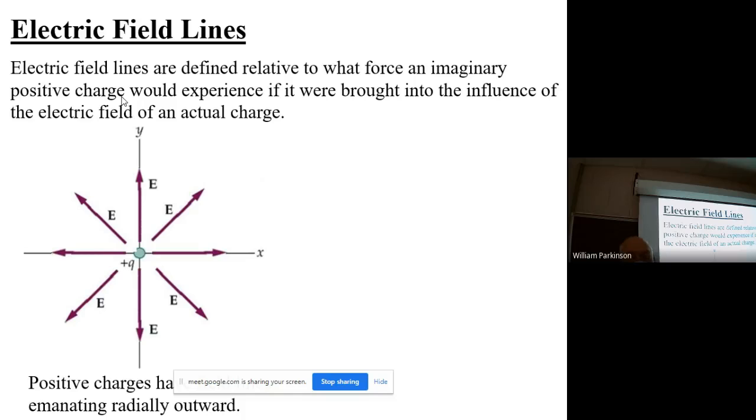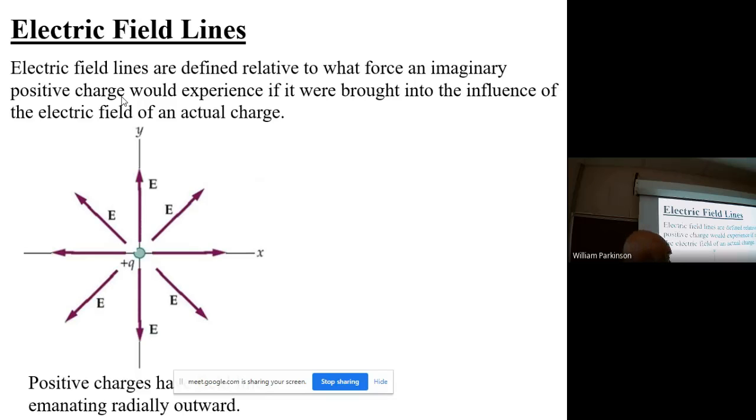So why are we claiming positive charges push? The real claim is that this is decided if you pretend, as it says in the words above, that electric field lines are defined relative to the force that an imaginary positive charge would experience. So since there's a positive charge in the middle, if I bring an imaginary positive charge near it, it's pushed away. So we have deemed and decided field lines are going outward from positive.